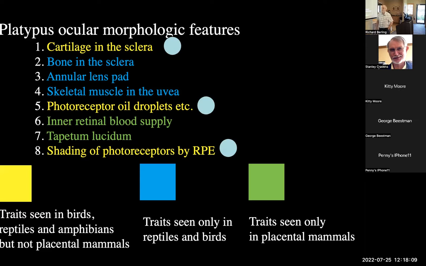Next slide. Now let's fold in the egg-laying mammals, the duck-billed platypus. And recently we've also gotten echidna eyes, so I can say that most of these features apply to the echidna eye as well. So the duck-billed platypus now has cartilage in the sclera. It has oil droplets in the retina, and has shading of the photoreceptors, making it basically the equivalent of the vertebrates that inherited the traits from the amphibians, which, if you think about it, would fit with that evolutionary phylogeny that I showed you.